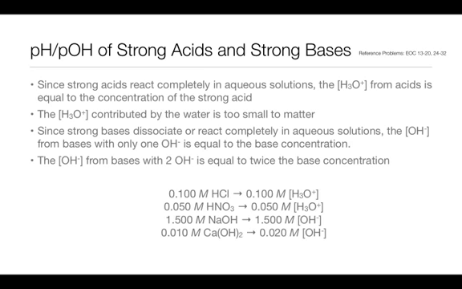And we see below a couple of examples. If I have a 0.1 molar concentration of hydrochloric acid, I'm going to get 0.1 molar hydronium. If I have 0.05 molar nitric acid, I'm going to have 0.05 molar hydronium. With the sodium hydroxide, 1.50 molar sodium hydroxide would give me 1.50 molar hydroxide ions. But if I have a 0.01 molar calcium hydroxide, because there are two hydroxides in that compound, it will dissociate into 2 moles of that hydroxide ion, doubling our concentration.